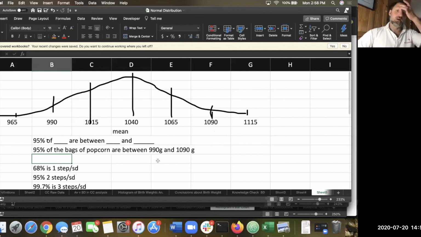So that's what you want to be able to do. You want to be able to start with the mean and the standard deviation and create a little drawing and then come up with some kind of statement about 95%, 68%, something like that.